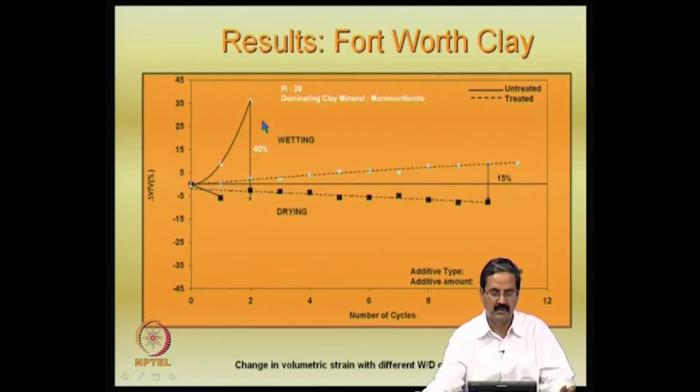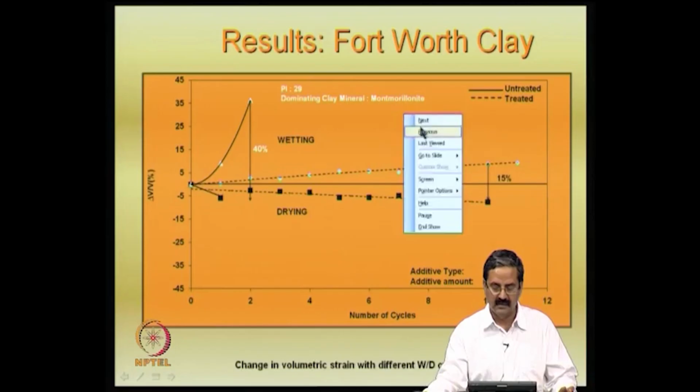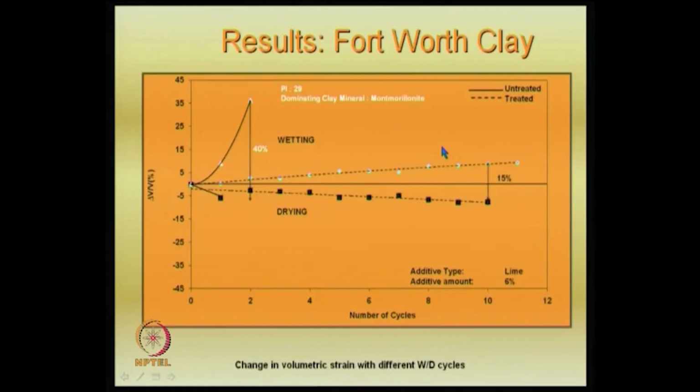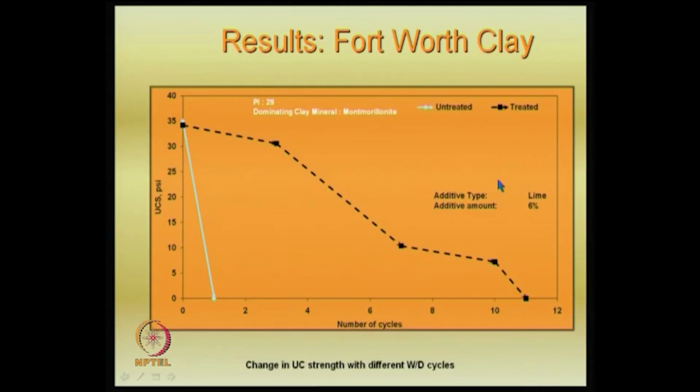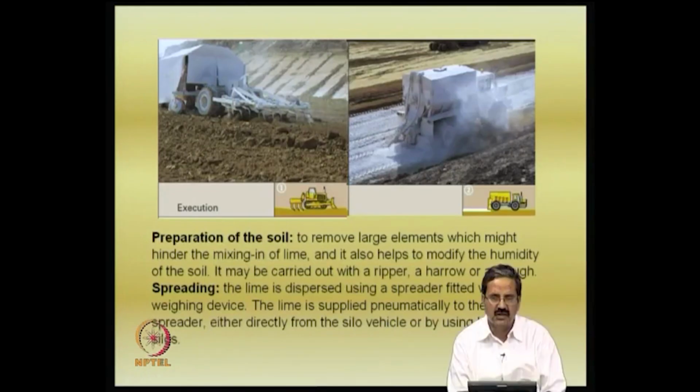Here in this case the dominating material is montmorillonite, and the previous case is all kaolinite. See, with montmorillonite the difference is about 40%, but then over a number of cycles it has come down to 10%. Here also, about strength, you can see that with the number of cycles the strength reduction is there, and it is very drastic here. What we meant was that the strength reductions are also a function of the clay mineral.